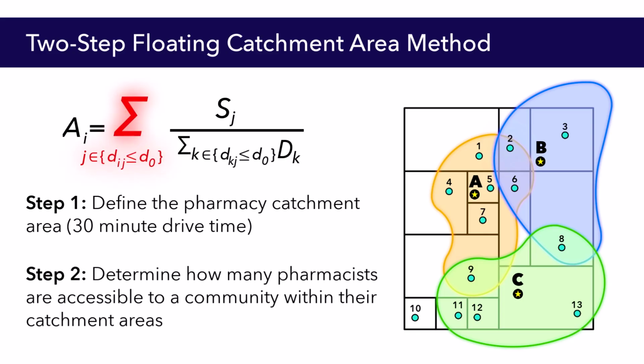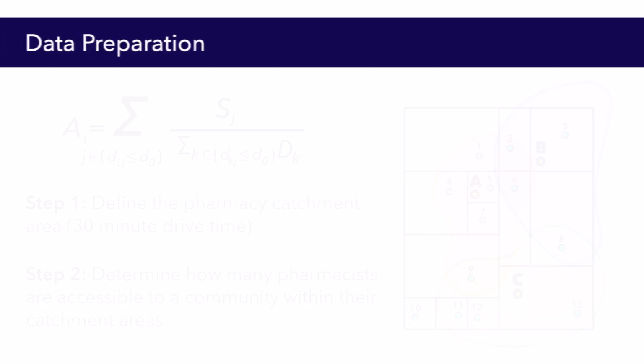The second step flips the perspective, looking at how many pharmacists are accessible to a community within their own catchment areas. To keep things simple, we will look at how community boundaries intersect with pharmacy catchments. However, we could alternatively create catchments for those community areas with varying sizes for each community. Let's move into the technical workflow.